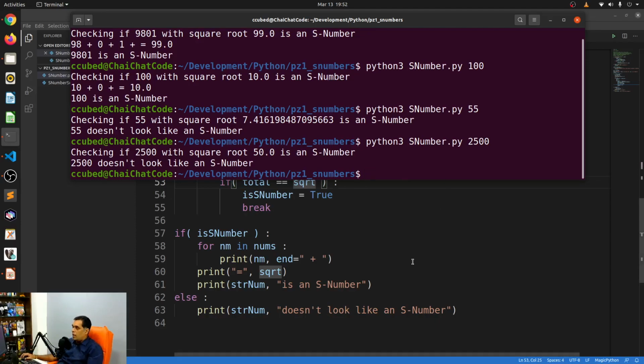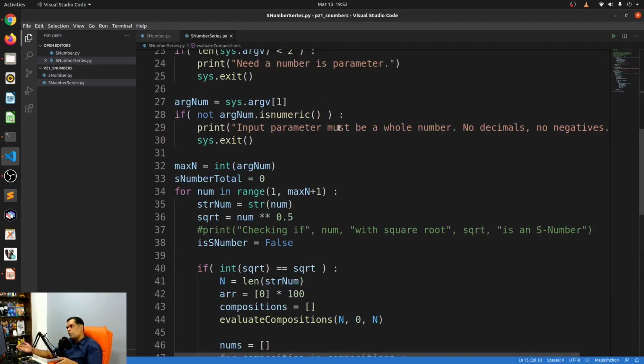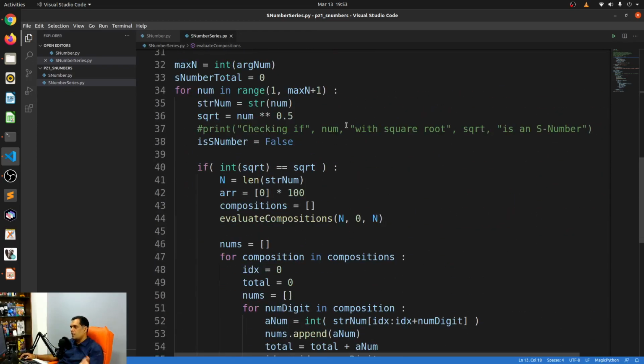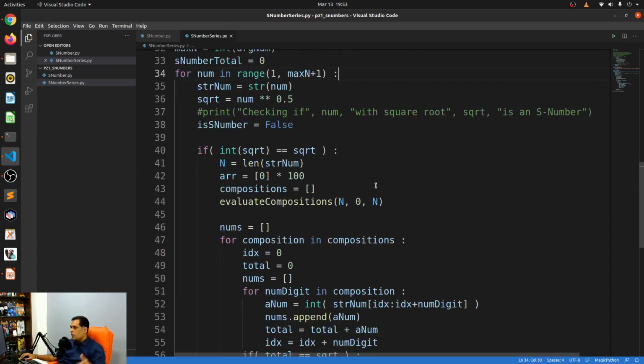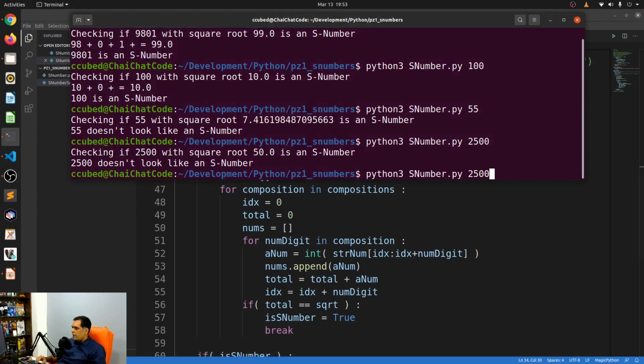All right. Now the next task that they provided us was, find the total of all the S numbers. So I have another program over here which essentially does the same thing, but in a loop, where I have a for loop to evaluate the same thing. I'm calling it S number series.